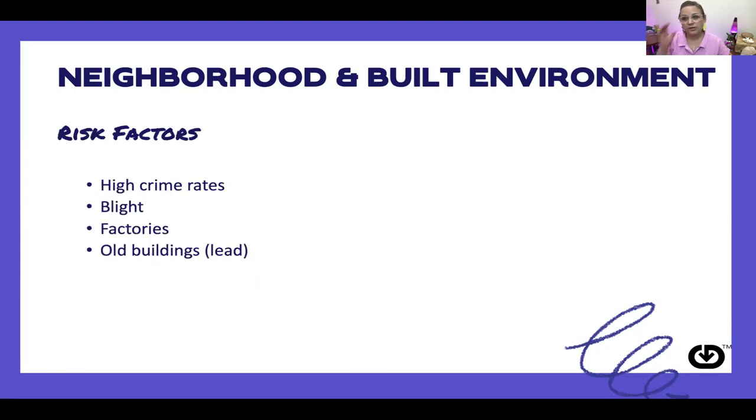Risk factors for neighborhood and built environment include high crime rates, blight, meaning buildings and yards that have not been kept up, factories, which can increase pollution and exposures to toxins, and old buildings built before the 70s, which can have lead in the paint.